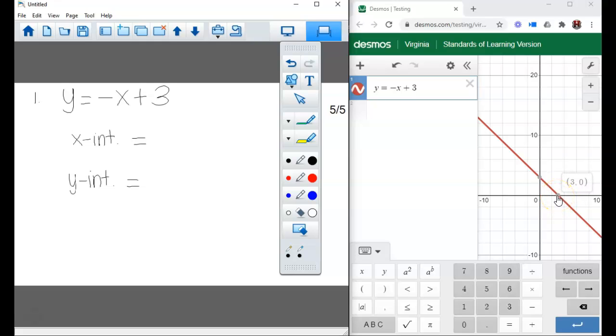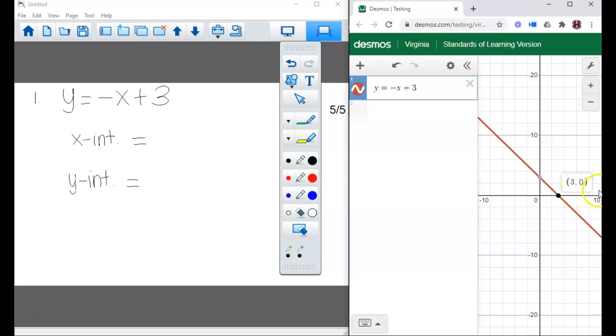So what I want you to do is click on that dot, and you'll notice that it produces an ordered pair. It gives you 3, 0. So the x-intercept for this graph is 3. We cross the x-axis at 3, 0. Now we'll look at our y-axis, which runs up and down. And you'll notice again that your line has a dot right there where it's crossing the y-axis. So I'm going to click on that, and you'll notice that your y-intercept is 0, 3.